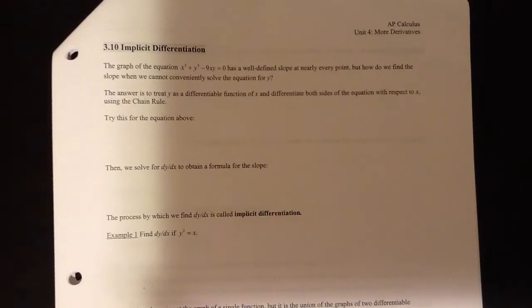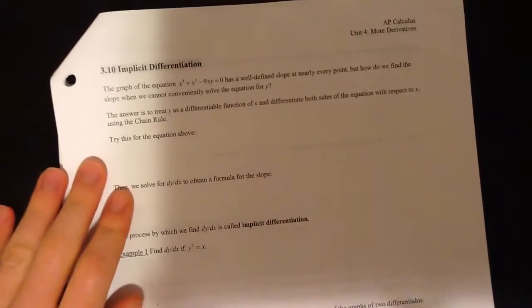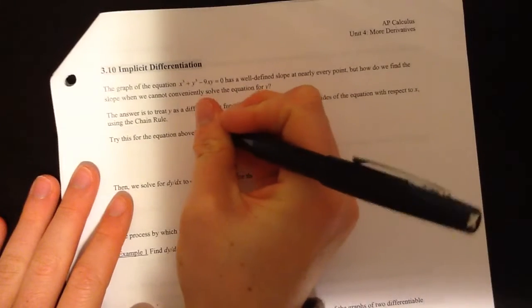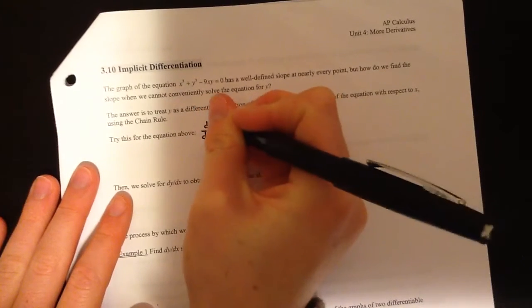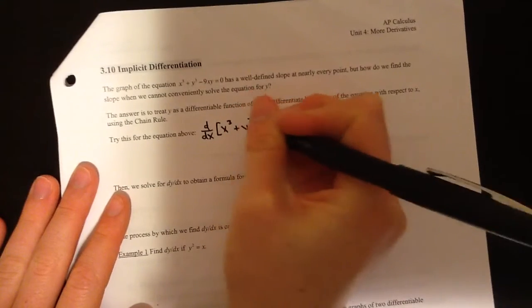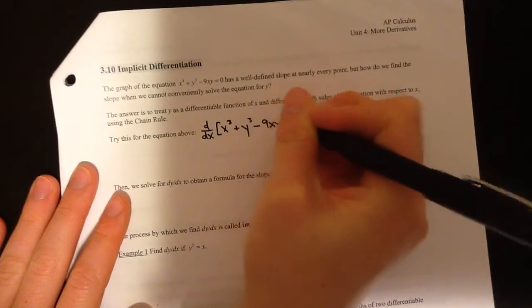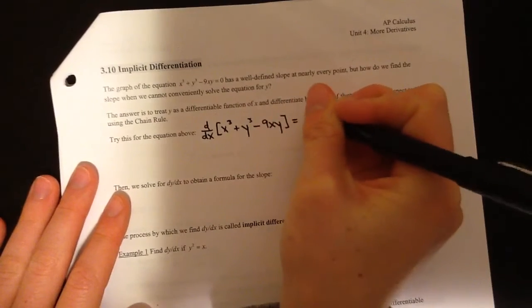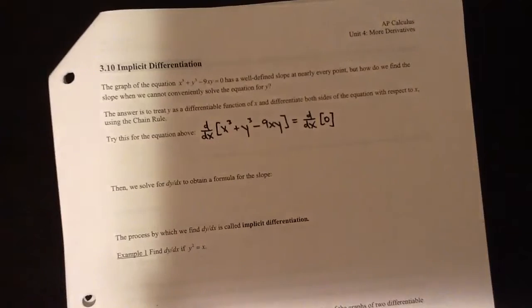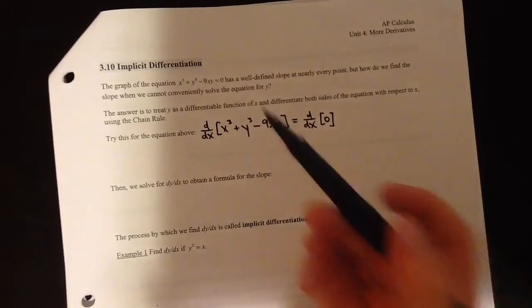So let me walk you through nice and slowly for this equation up above. We've got this equation right here. We're going to take the derivative of both sides with respect to x. It's very similar to algebra, when you would add 3 to both sides. Taking the derivative of both sides keeps the equation balanced, so it's perfectly fine. So what we're going to do is take the derivative of each piece.